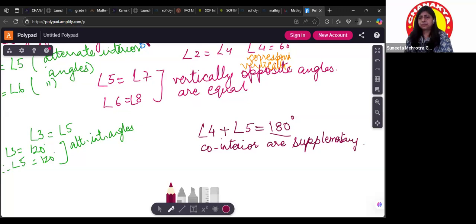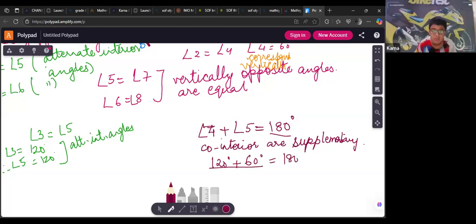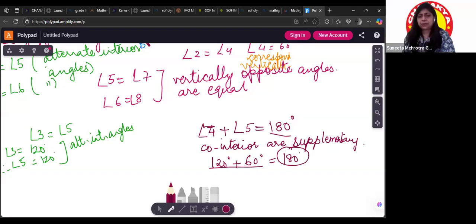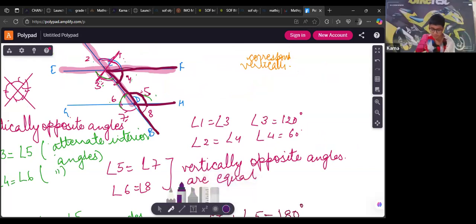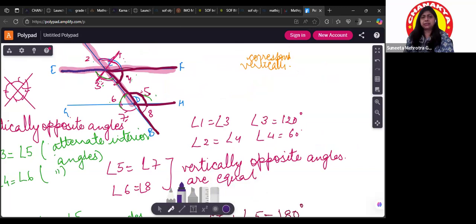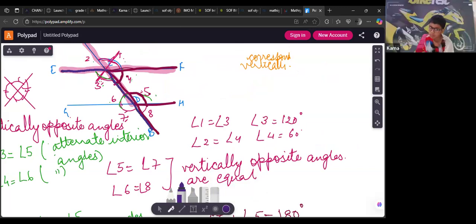So suppose angle 4 is 120 degrees and this is 60 degrees. The sum becomes 180 degrees, so supplementary. Likewise, again I'm showing the F, opposite F. From this end, they see that this is the flag. Opposite F.